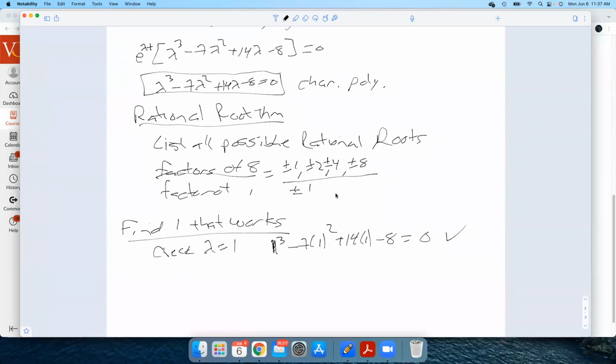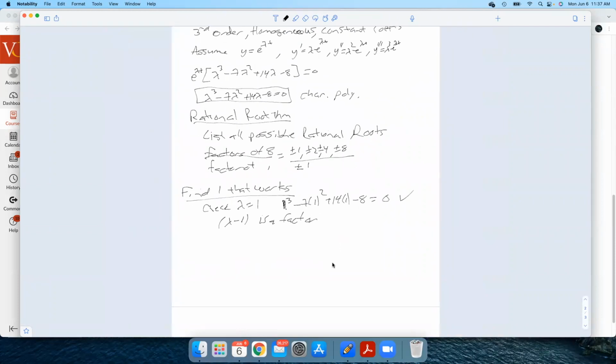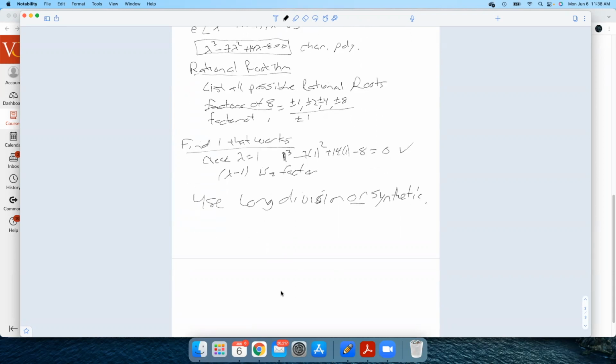that's 15 minus 15, that's 0. 1 works. So that means lambda minus 1 is a factor. That's the factor theorem. If you know a root, you know a factor. So we're going to factor that out. So we could use long division or synthetic. Maybe I'll do it both ways just to refresh you on how to do them.